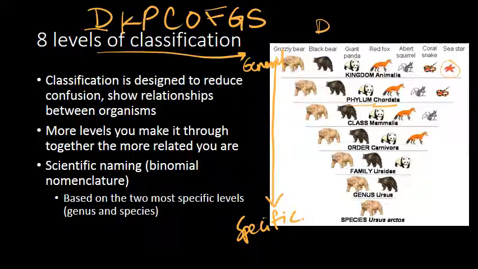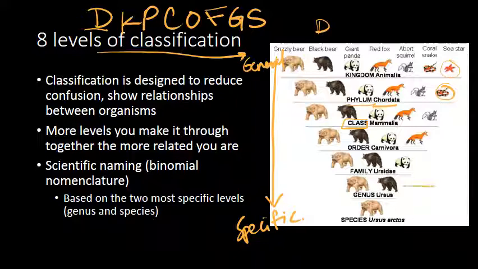When we go down to the class, we're looking for just the mammals, so we lose the snake at that point because he is not a mammal. So everybody who stayed together in the same class is even more related than everyone who's in the same phylum or everyone who is in the same kingdom. So as we keep going, we get more and more closely related.